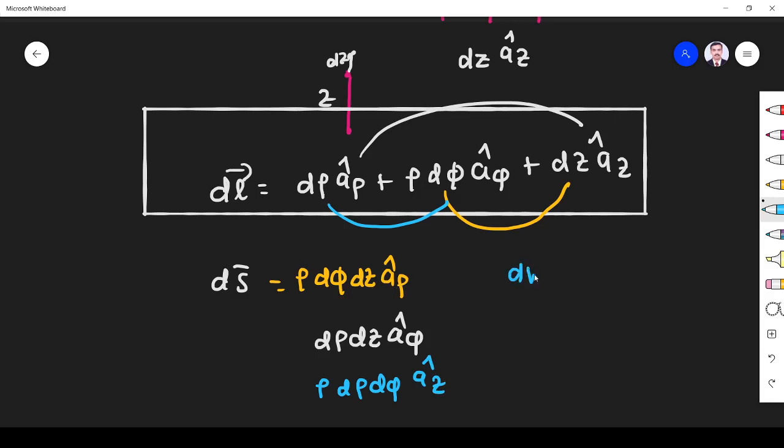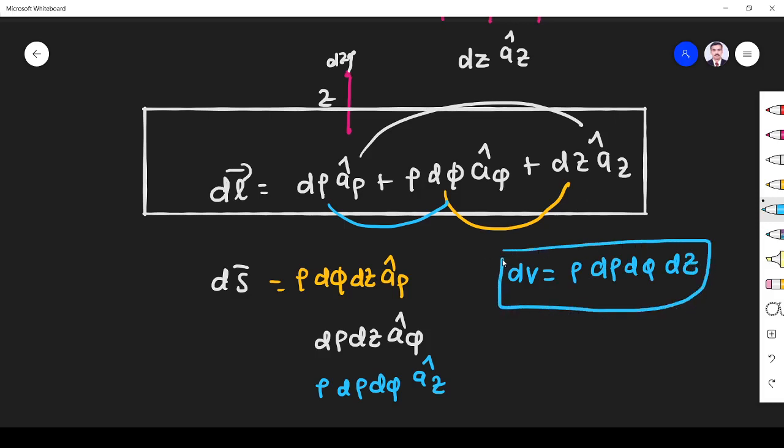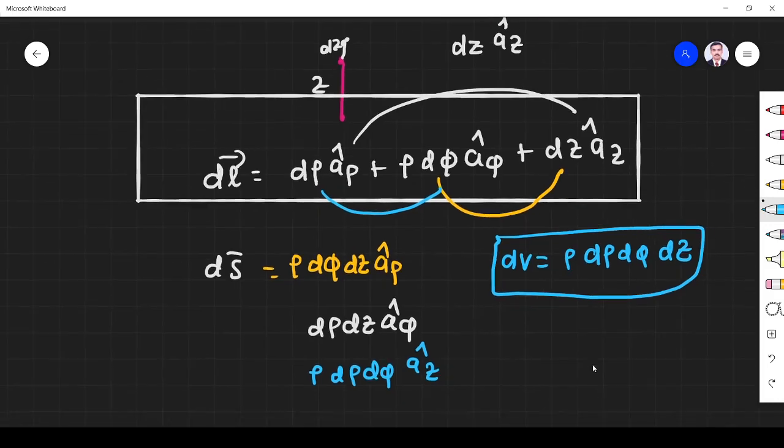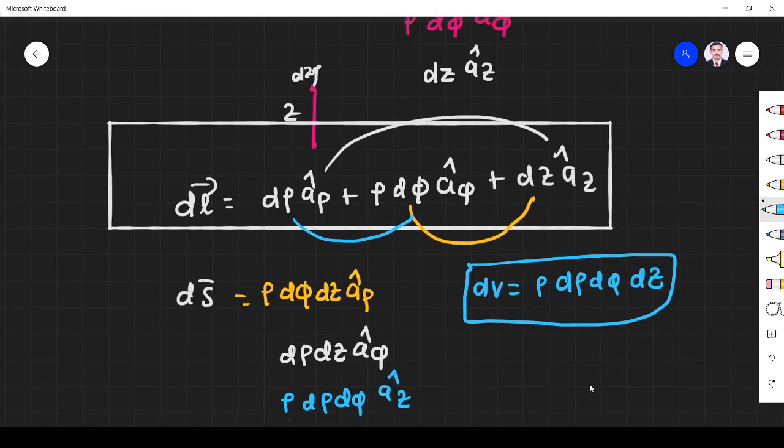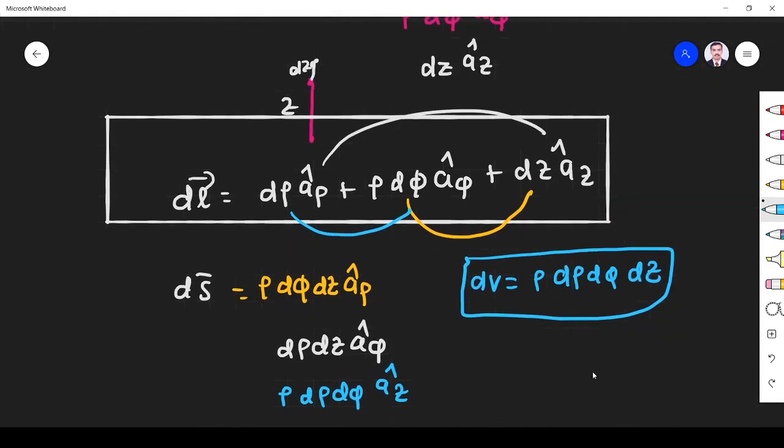Next we have to find the differential volume. What do you have to do? You have to multiply the a rho, a phi, az magnitudes. The magnitude of a rho is d rho, a phi is rho d phi, and az is dz. You have to multiply all three magnitudes. Simple. This is the differential volume in the cylindrical coordinate system. So this is the differential displacement, differential surface and differential volume. A simple one. I hope you understand everything very clearly.